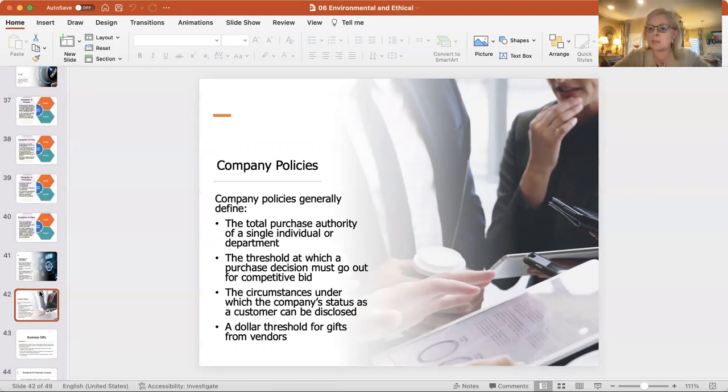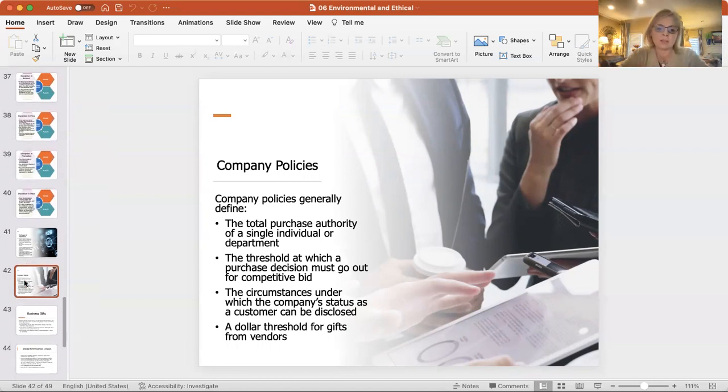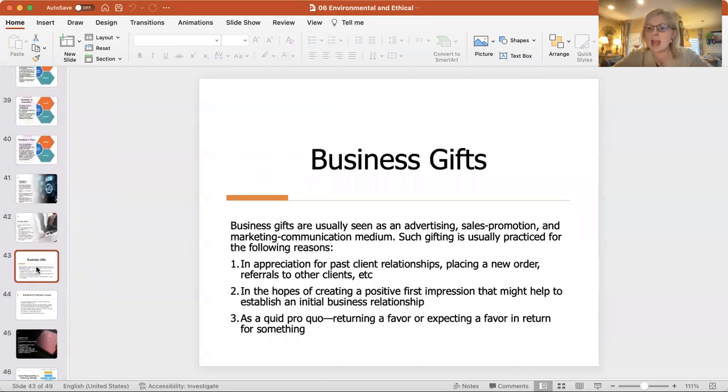Can a company accept gifts from their vendors? Some companies will allow you to. Some companies will allow you to only if it goes into a pool that they then raffle off for charity. Some companies are an absolute no. Some companies, it's under $20. It's varied, and that's why we have company policies that exist, and they outline that.